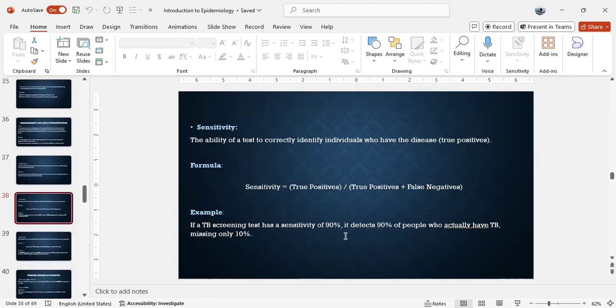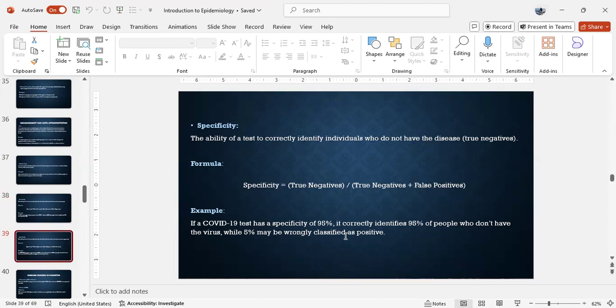Sensitivity is the ability of a test to correctly identify individuals who have the disease. The formula is sensitivity equals true positives divided by true positives plus false negatives. If a TB screening test has a sensitivity of 90%, it detects 90% of people who actually have TB, missing only 10%.